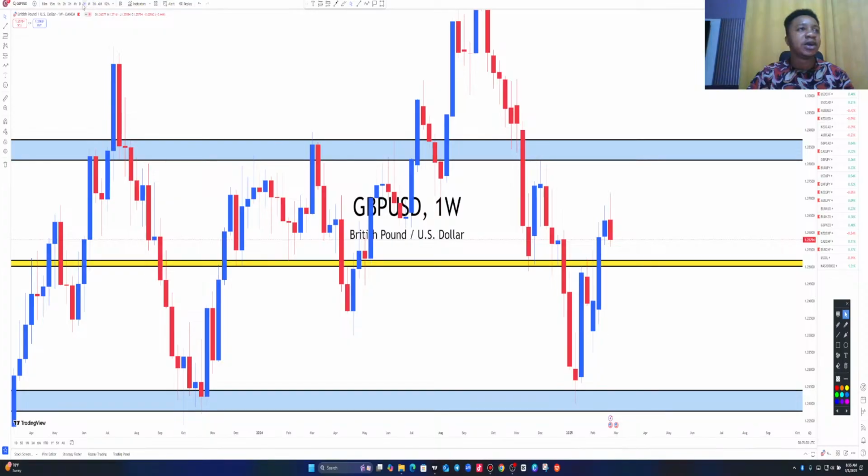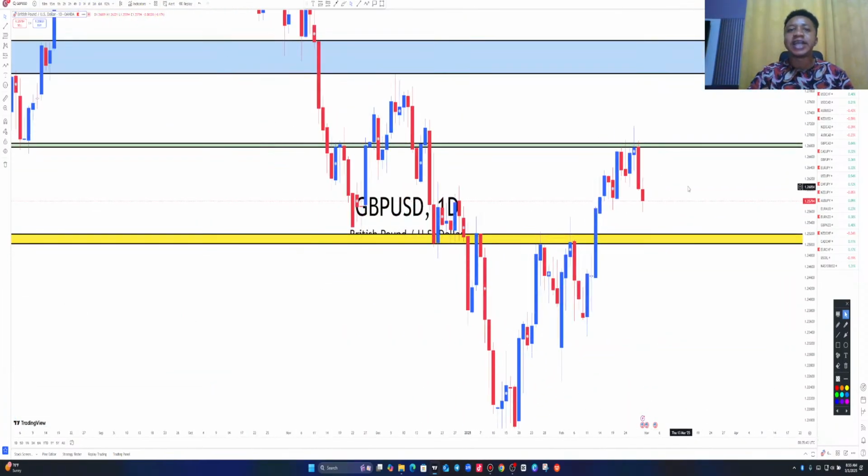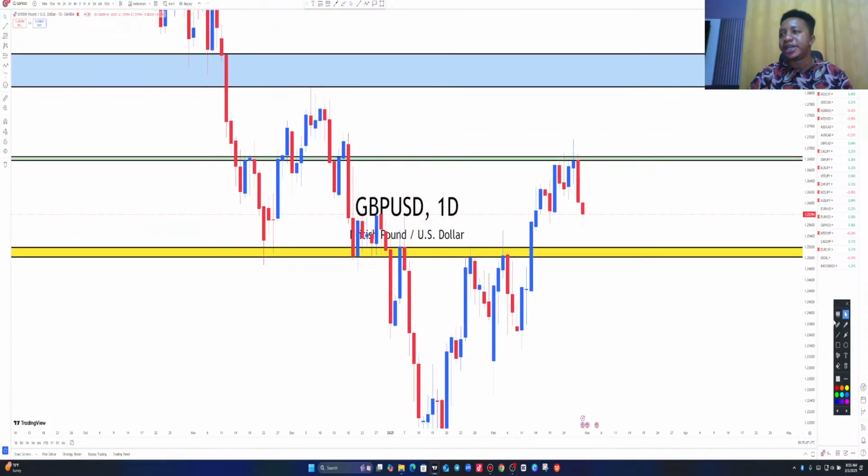So GBPUSD onto the daily time frame. All right, so this is the daily time frame of GBPUSD. Let's put meaning into it very quickly. Now the daily time frame, we have our daily mid-range zone over here. What happened on the daily time frame? Price was able to break above this daily resistance level over here to the upside, giving us what?